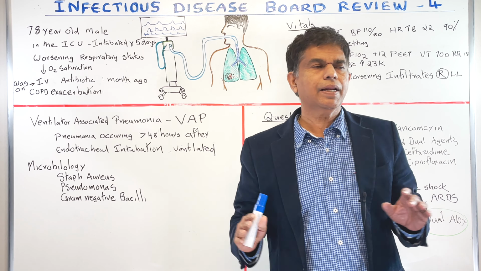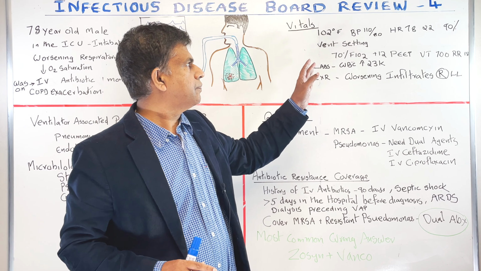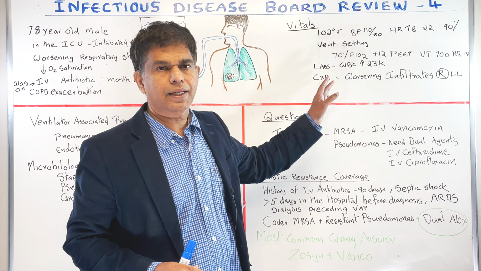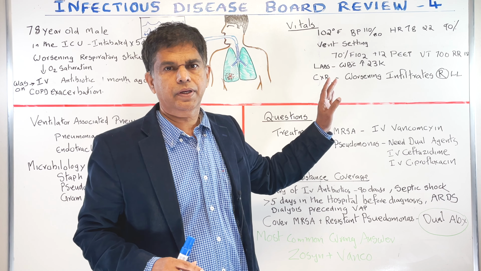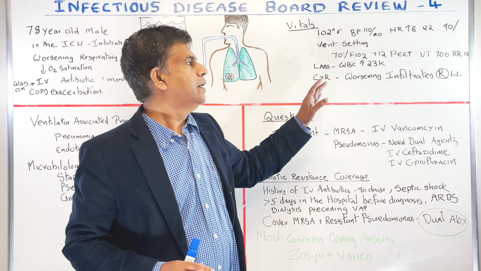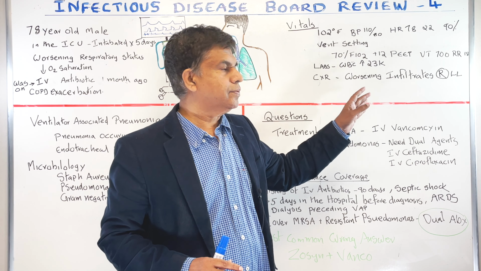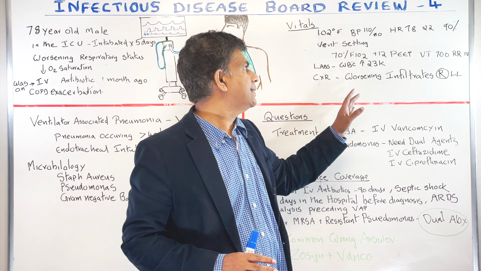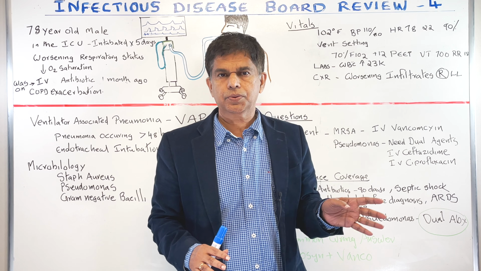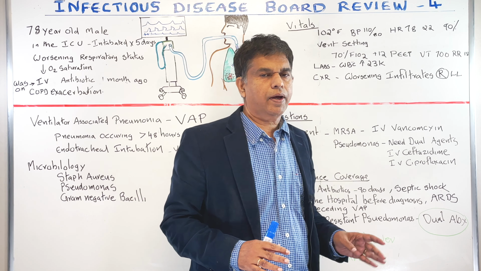Before we jump in, let's look at his vital signs. He has fever, tachycardia, tachypnea, and his saturations are dropping to 90%. The ventilator setting is using 70% oxygen, so he's using an increased amount of oxygen to maintain his oxygenation. He's requiring a lot of PEEP too, 12, and his tidal volume is around 700, respiratory rate about 18. Lab-wise, he has leukocytosis, WBC 23,000. And the chest X-ray shows a worsening infiltrate in the right lower lobe.